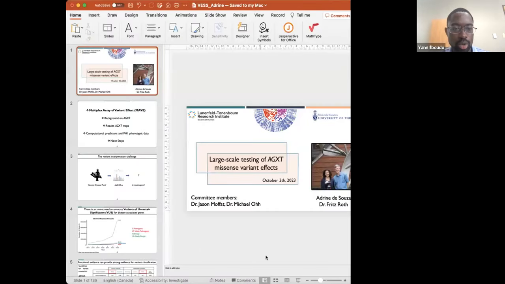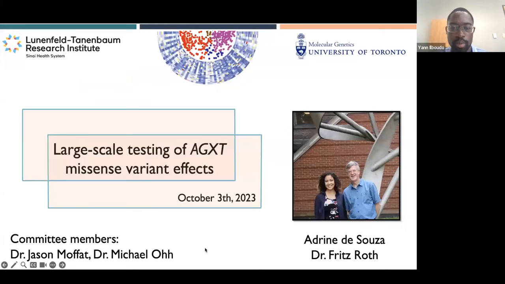Adrine is a PhD student at the University of Toronto in the Department of Molecular Genetics. She's supervised by Fritz Roth. She's leading a large-scale variant effect testing for VHL and AGXT genes using VEMP-seq and yeast complementation assays. She's providing evidence for variant interpretation of renal cell carcinoma, VHL disease, and primary hyperoxaluria type 1 patients. Adrine completed undergraduate studies in biotechnology in Brazil and participated in an exchange program in Boston.